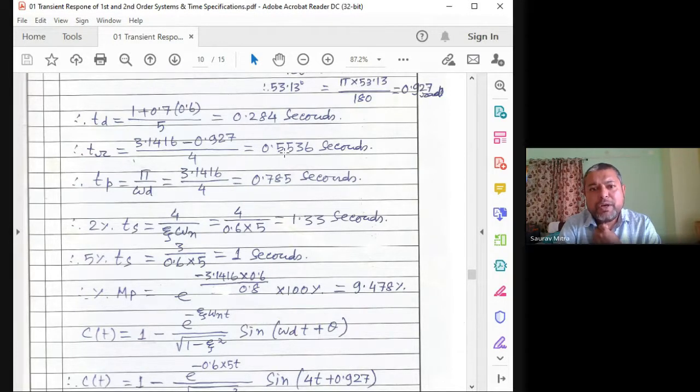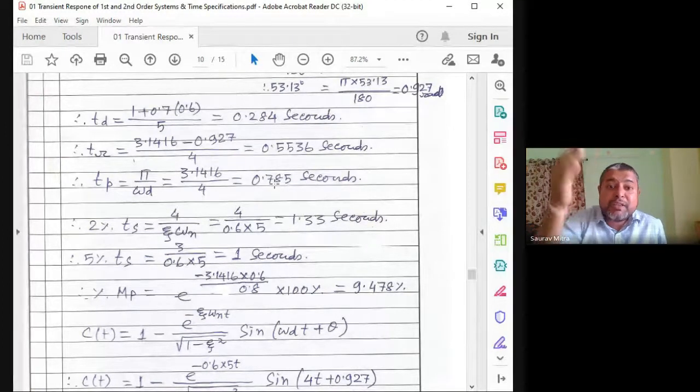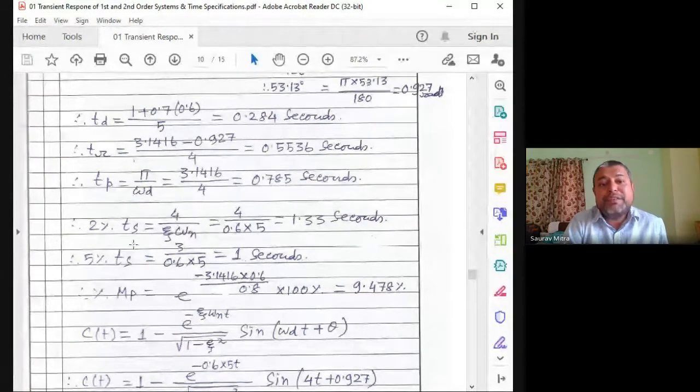So see that all these things are increasing. 0.284, a little more than that 0.55, and then 0.785, because this is delay time, this is rise time, 100% output, this is peak time whenever we are getting the peak percentage MP, then 5% settling time. That is 1 second, and then 2% settling time, that is 1.33. So I have made a mistake. So 2.5% settling time you calculate first, and then calculate 2% settling time.